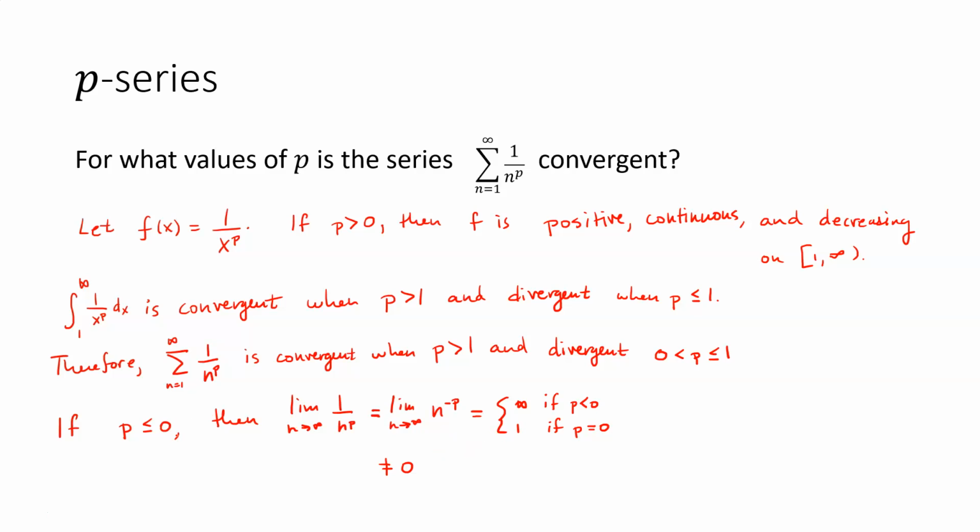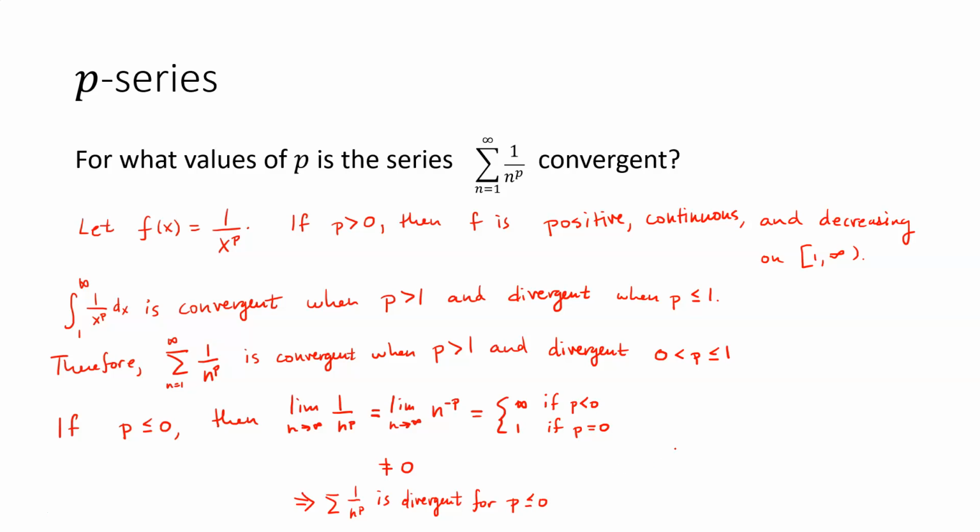Because remember, we have the divergence test, which says that if the limit as n goes to infinity of a_n is not equal to 0, then we know the series is divergent. And that's exactly what we've shown here, that the limit as n goes to infinity of 1 over n to the p is not equal to 0. Therefore, the series 1 over n to the p is divergent for p less than or equal to 0.